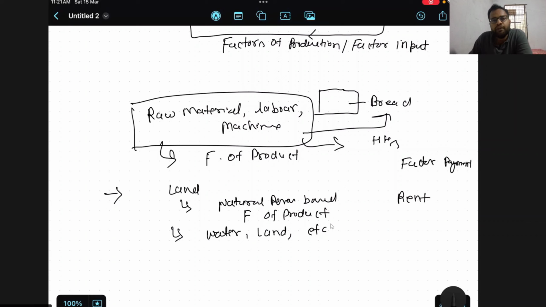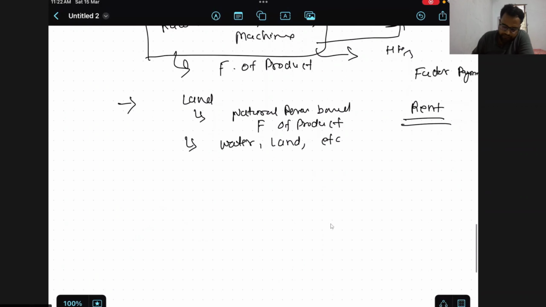Because if a person gives some natural resource to another person in order to run that person's firm, then in compensation for that land, the firm will give money, and that money is known as rent.